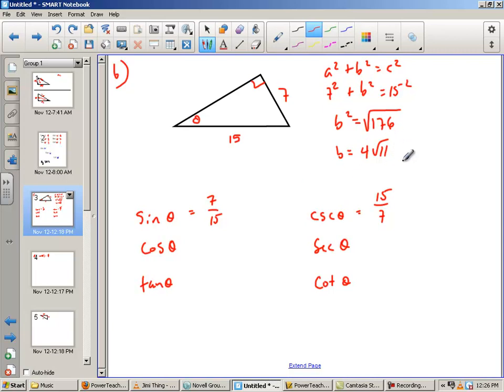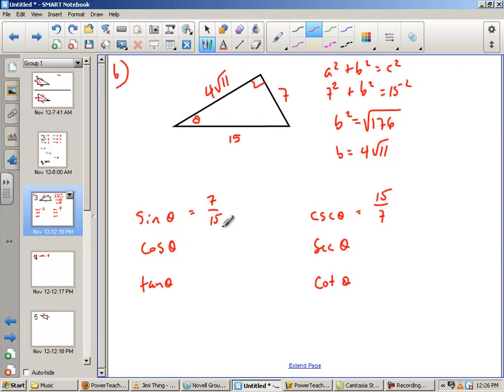That's why I brought this one up. I know it's a little tricky dealing with that root 11. How do you get it from 176? Well, we divide it as best we can, and we get to where we are. And so now that we're here with 4 root 11 being this side, we should be able to finish.